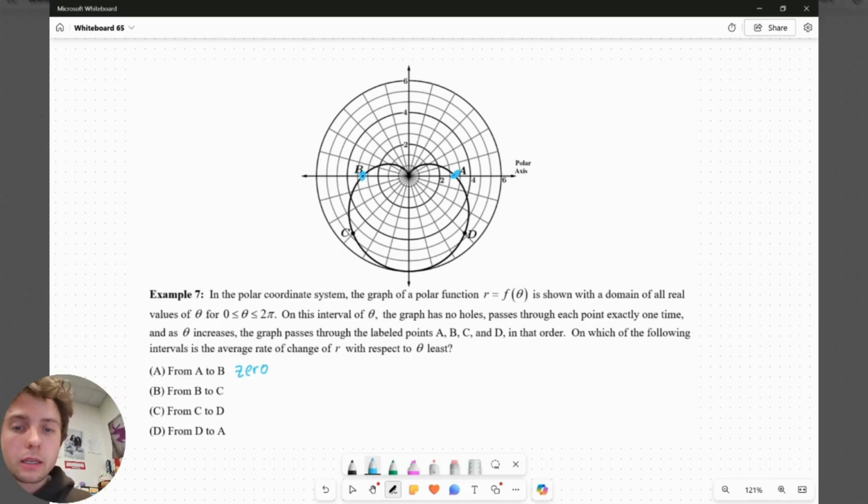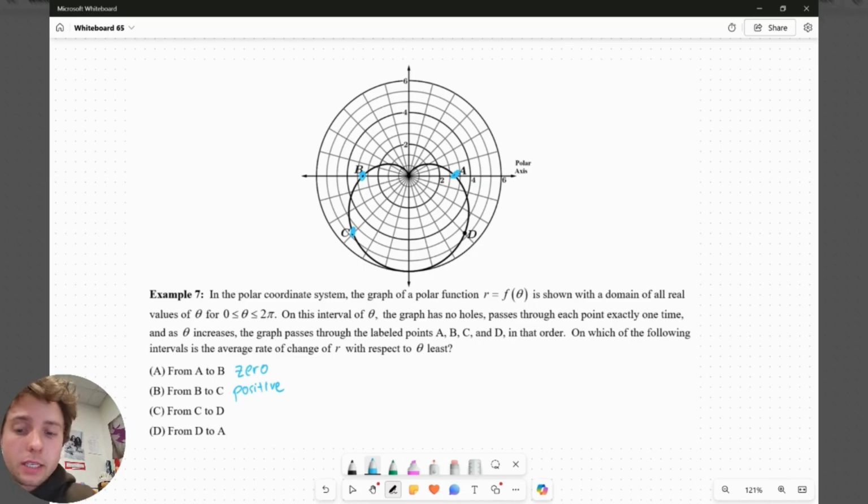From B to C, well, B is closer to the origin than C is. So from B to C, you're going further from the origin. That means your rate of change is increasing, meaning your rate of change would be positive there. Your distance is increasing, so the rate of change is positive.